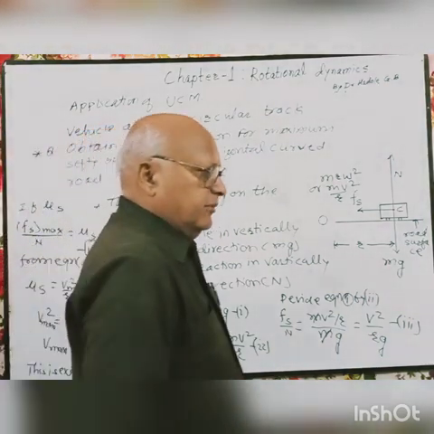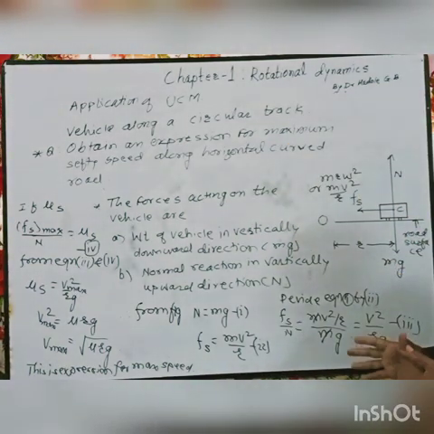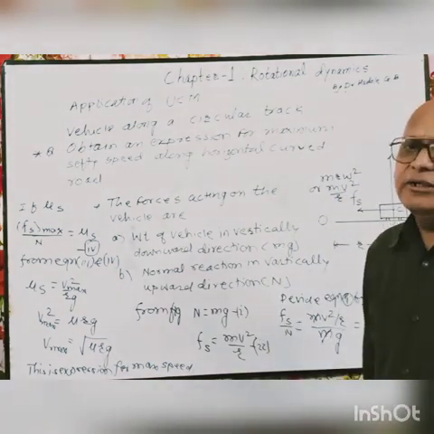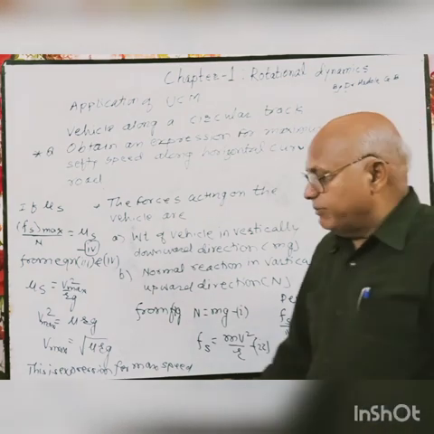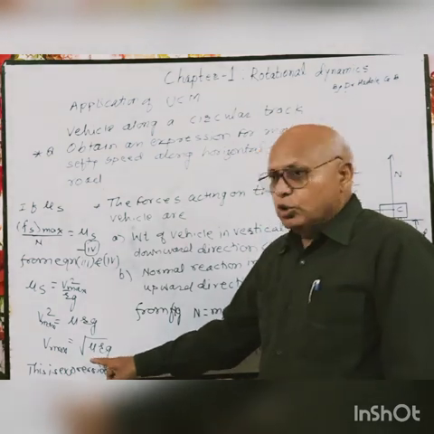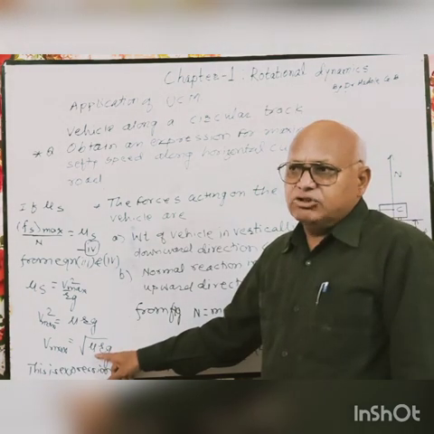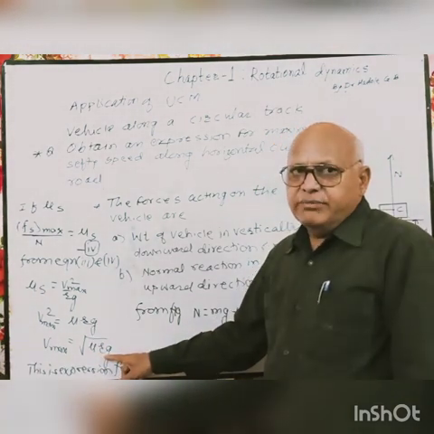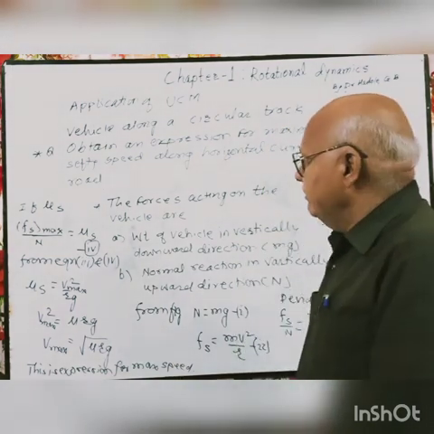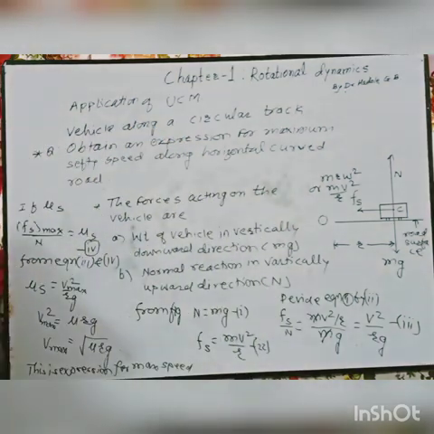One thing you please note: here m, that is the mass of the vehicle, is absent in this expression, which indicates that the maximum safety speed is independent of the mass of the vehicle. Again, it can be asked, state the factors on which the maximum speed depends. So these are the factors on which the maximum speed depends: coefficient of static friction, radius of curvature, and acceleration due to gravity. Mind well, the maximum safety speed is independent of the mass of the vehicle.